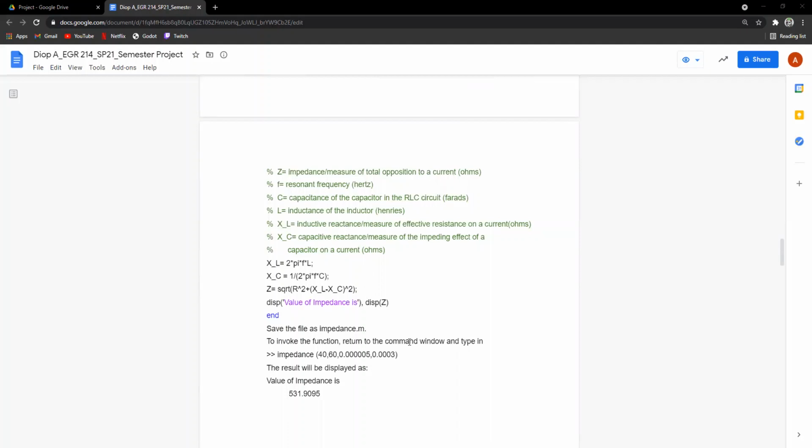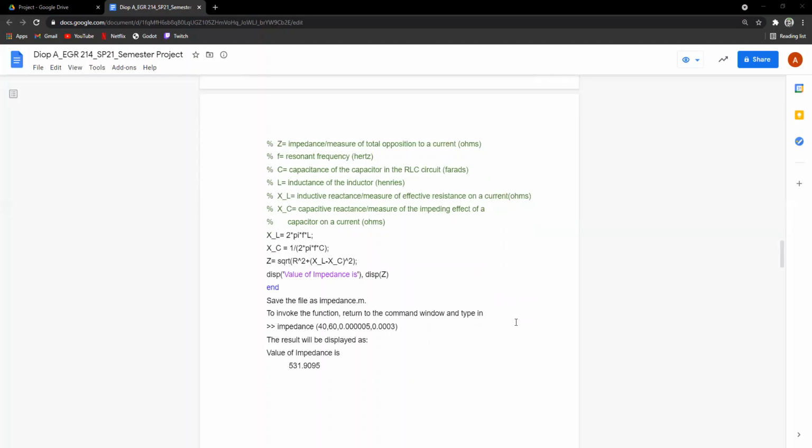To help make sure that the answer doesn't get lost in all the chaos of the MATLAB workspace, I added a command to display the value of impedance, and it will give you the resulting answer. This is just to help make things a little bit more clear and concise to understand.